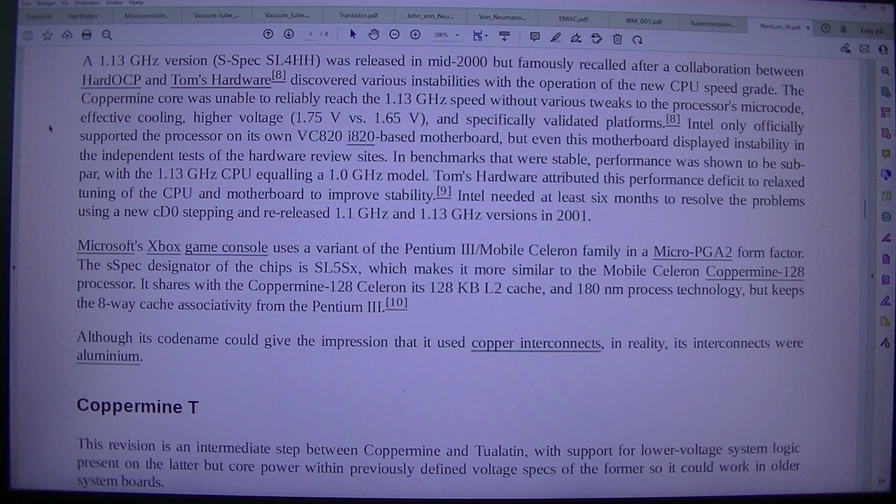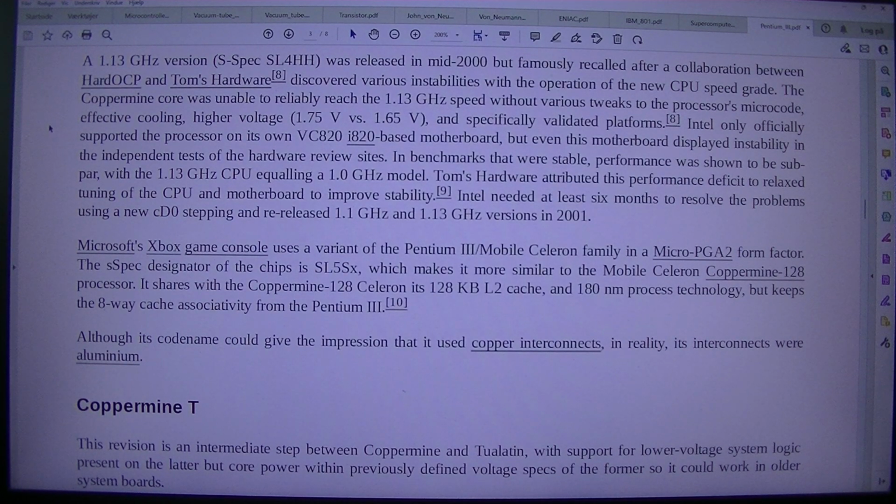Intel only officially supported the processor on its own VC820 i820-based motherboard, but even this motherboard displayed instability in independent tests of the hardware review sites. In benchmarks that were stable, performance was shown to be subpar, with the 1.13 GHz CPU equaling a 1.0 GHz model. Tom's Hardware attributed this performance deficit to relaxed tuning of the CPU and motherboard to improve stability.